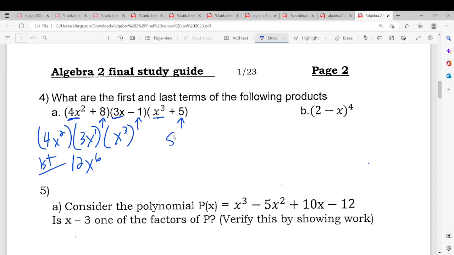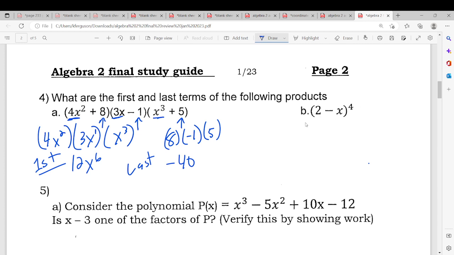Now my last term is just 8 times negative 1 times 5. So my last term is just negative 40. And we call it a day. Does anybody have any questions on that first thing? That's first, and then last. This one, so there's no confusion.